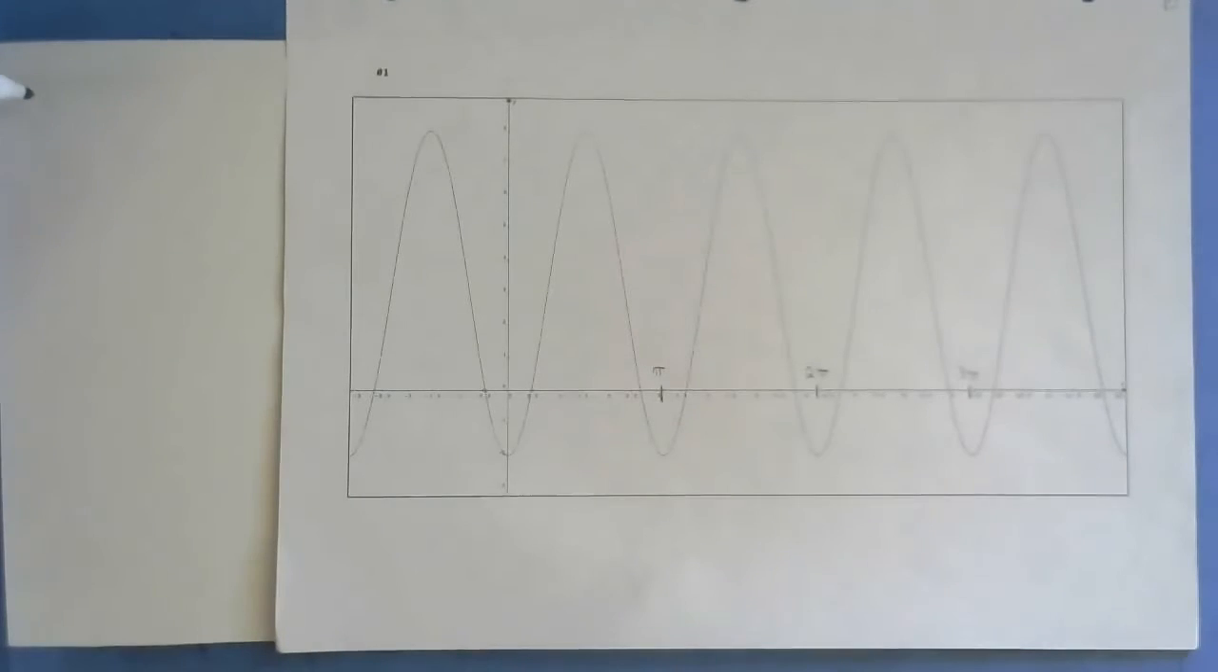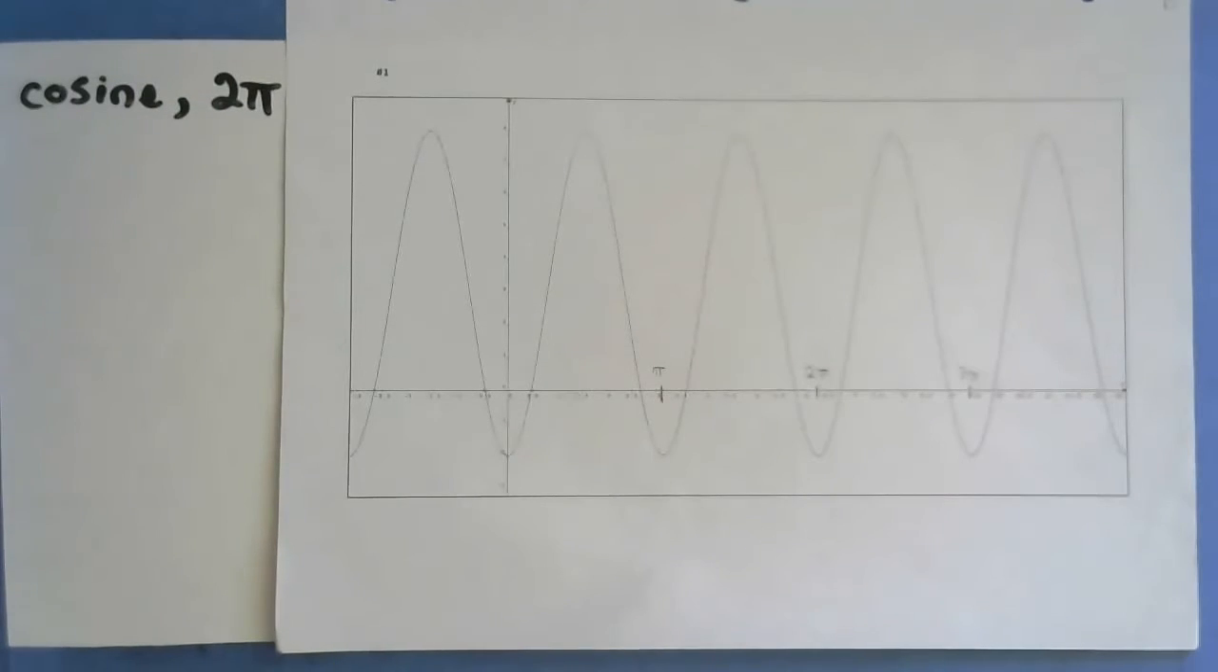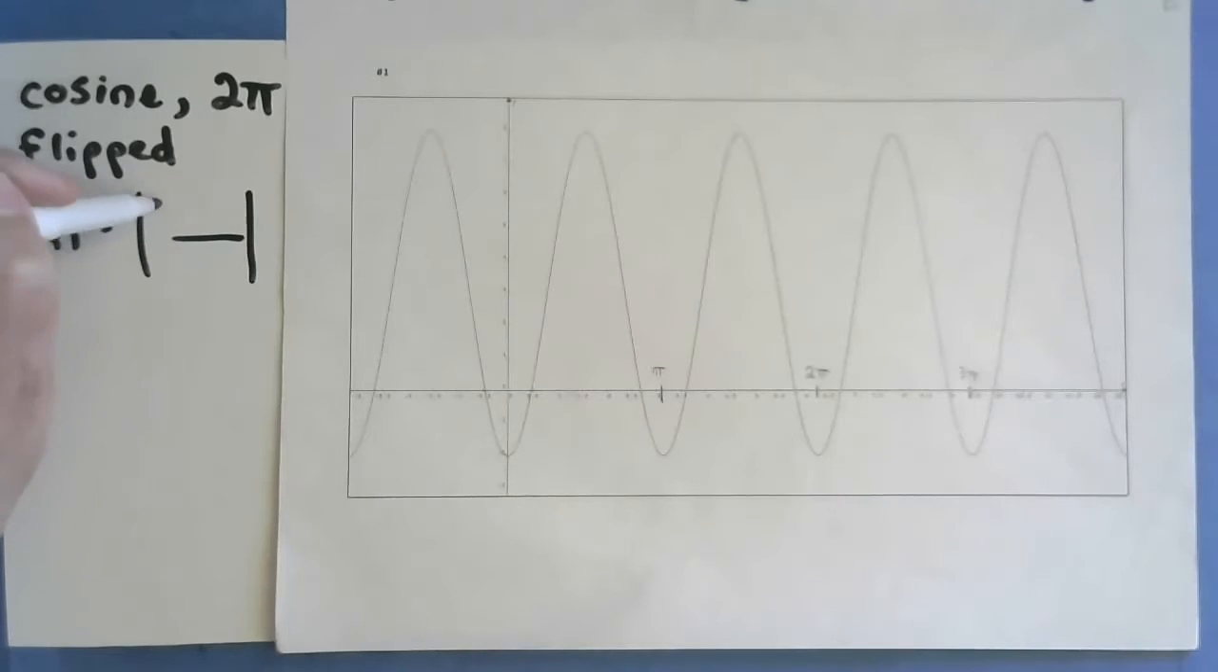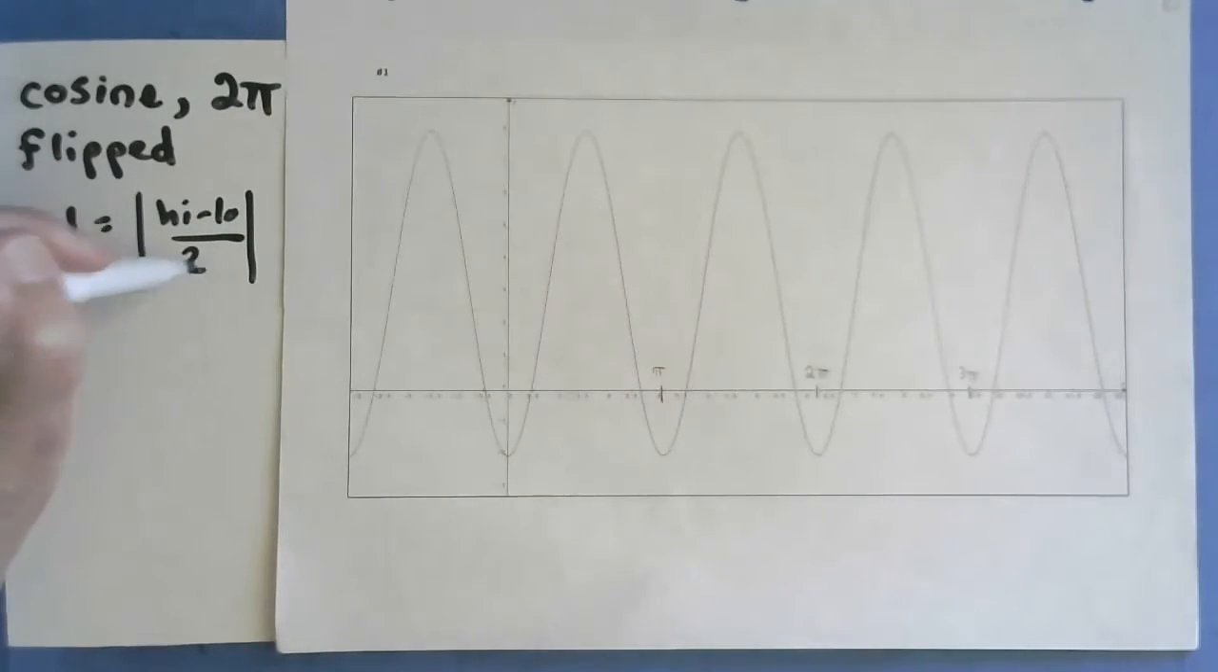So I'm going to go with cosine, which we know has a period of 2 pi. And I'm going to choose that it's flipped. Those are our first two steps. Now we want to calculate the absolute value of A. And we know that the calculation is the absolute value of the high minus the low divided by 2.